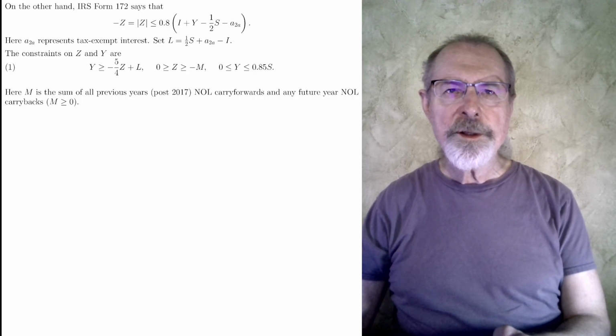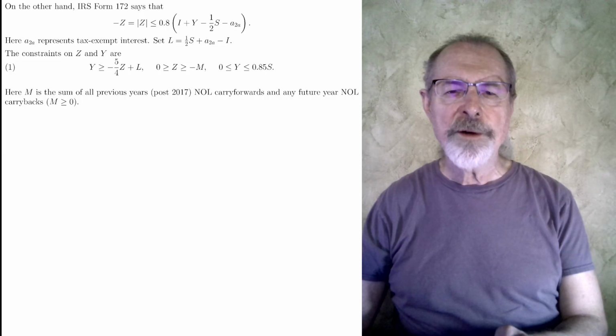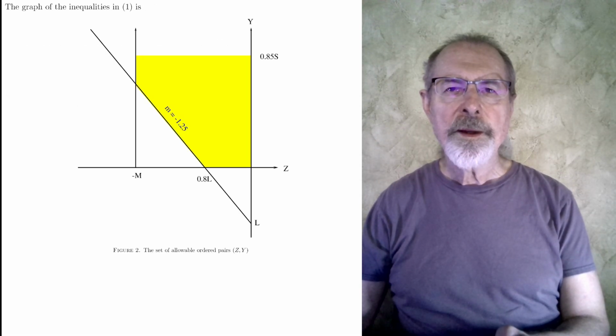So the constraints on Z and Y are these three inequalities. The first one represents the 80% limitation of NOL deduction on income. The second one is the fact that people don't have an unlimited NOL carryover. So M is the amount of your total NOL carryover that you can use. And the last one is the fact that only a maximum of 85% of your benefit can be taxable. So this looks a little bit complicated, but in a graph, it looks like this.